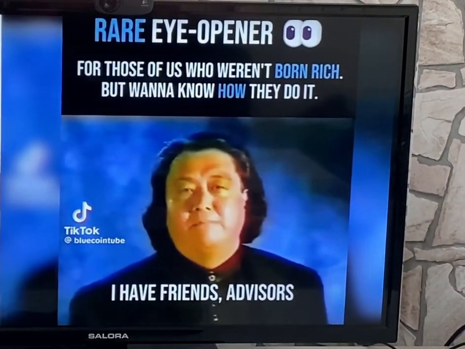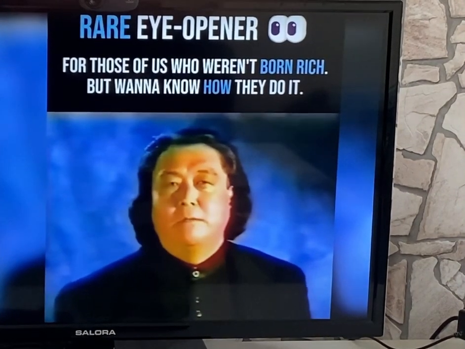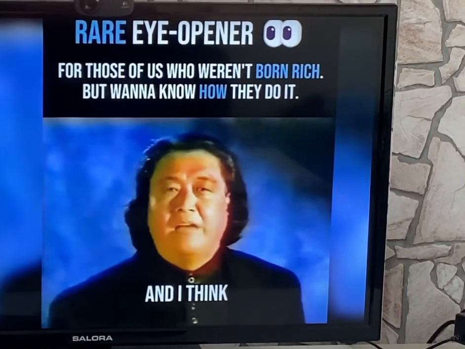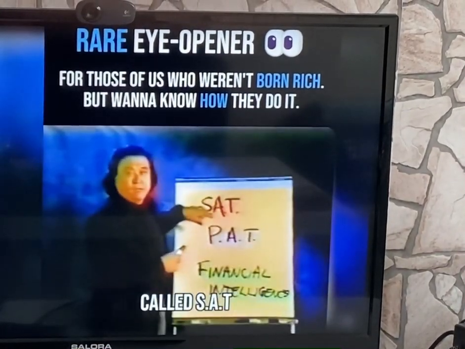I have friends, advisors, and business associates who say I should not tell you this. But this information is important, and I think you should know it. So in school today, we're focused on a thing called SAT.